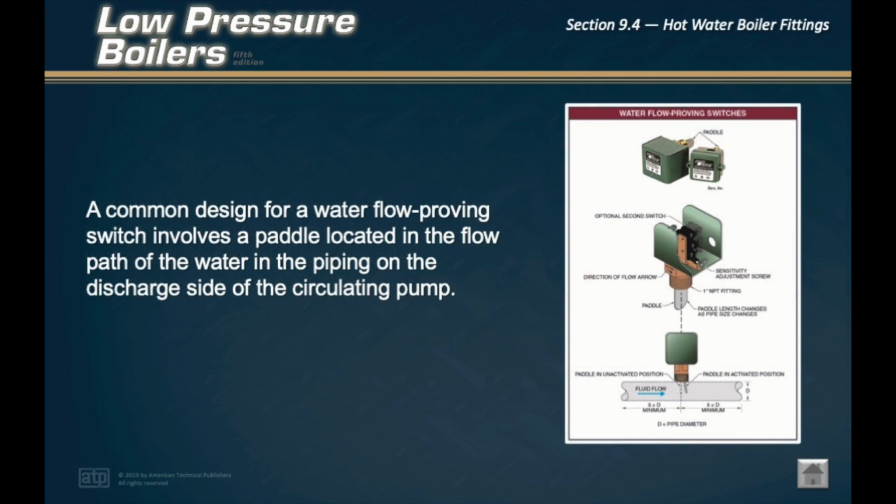A common design for a water flow proving switch involves a paddle located in the flow path of the water in the piping on the discharge side of the circulating pump. This type of switch is considered a fail-safe device. If the switch should fail, the contact will not be made, and the boiler will not be allowed to start.